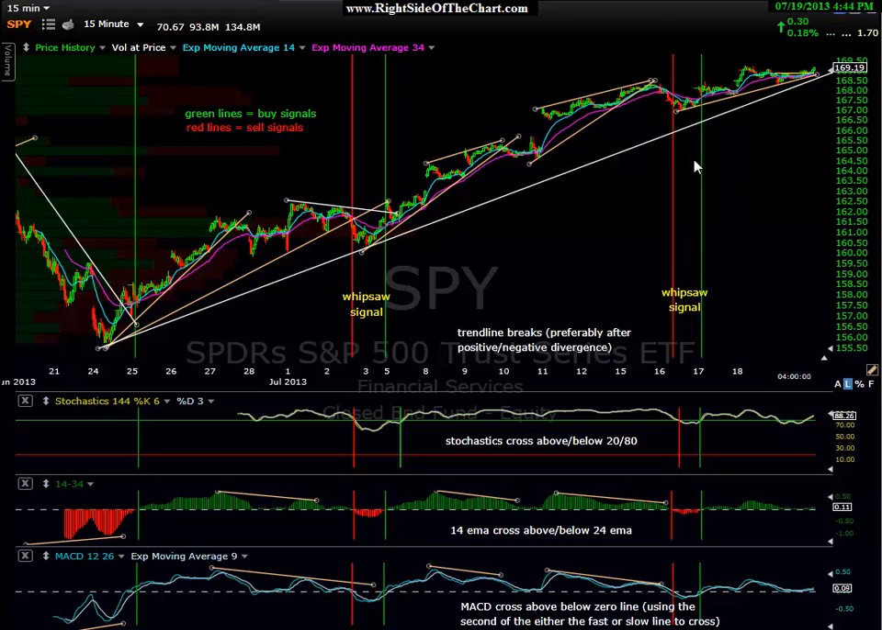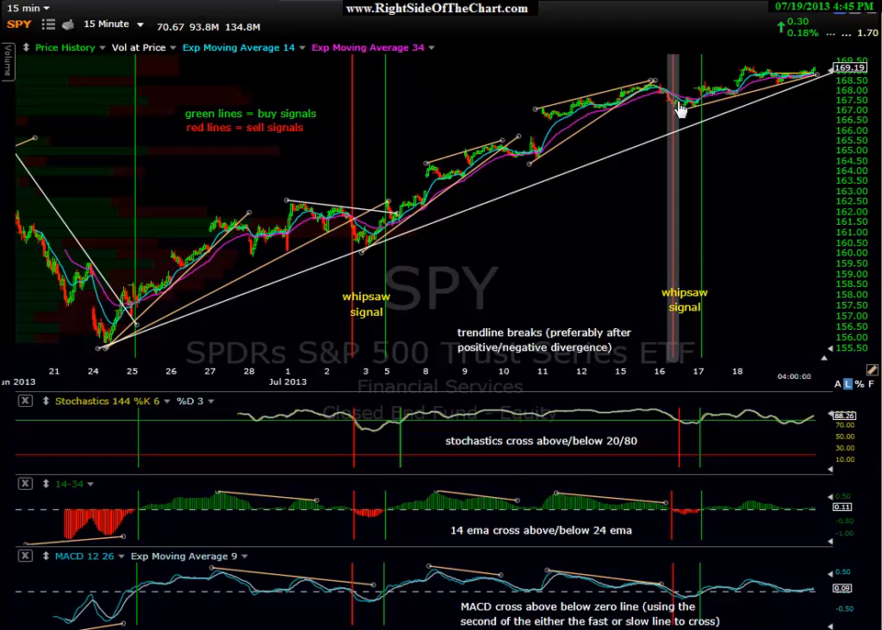But the very next morning, prices gapped up, and all the indicators, the MACD, the 14/34 EMA pair, as well as the stochastics, all crossed back above their levels, negating that sell signal, putting the market, the 15-minute chart, back on a buy signal. And so that was a whipsaw.